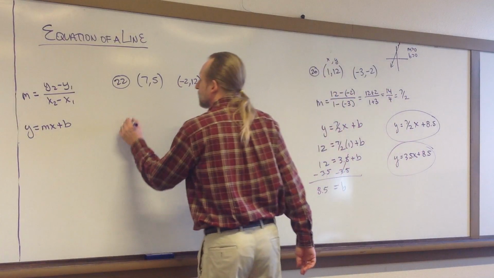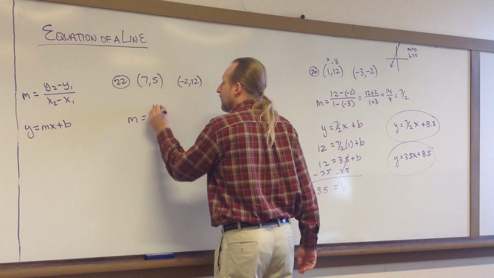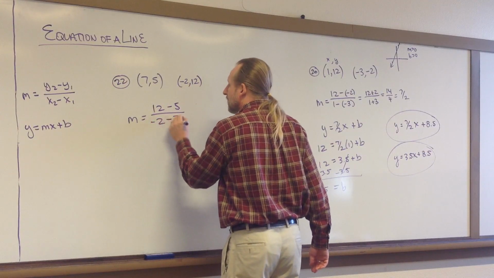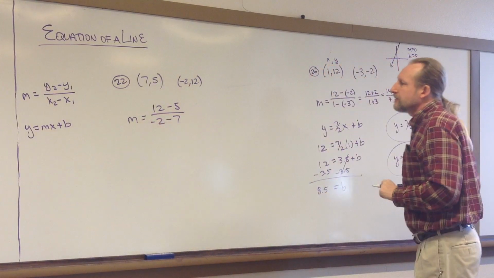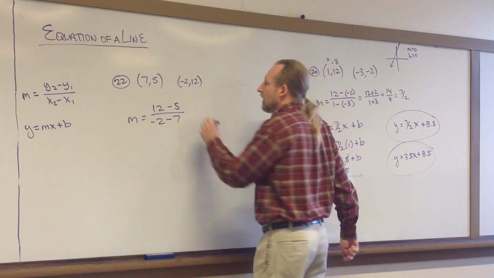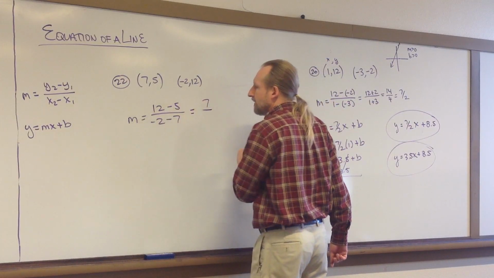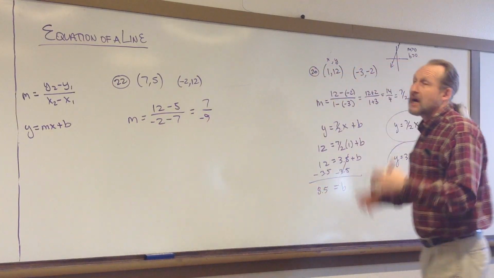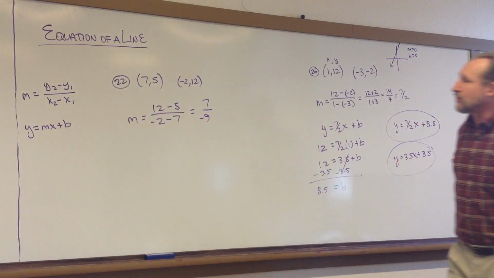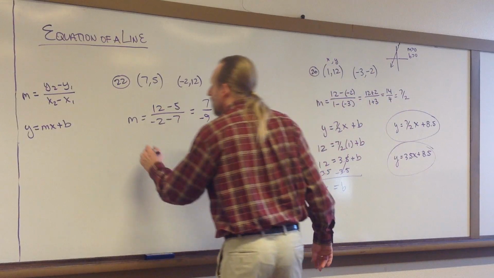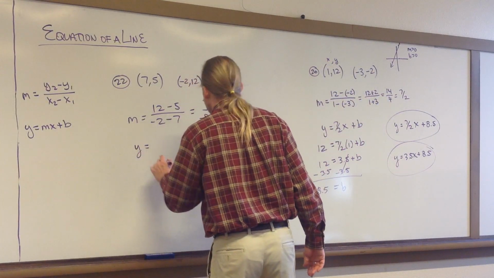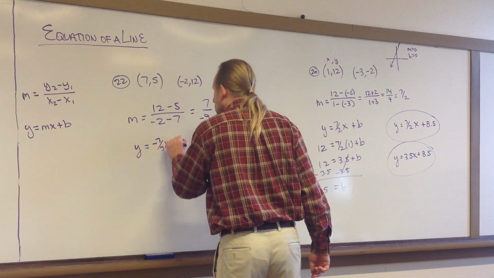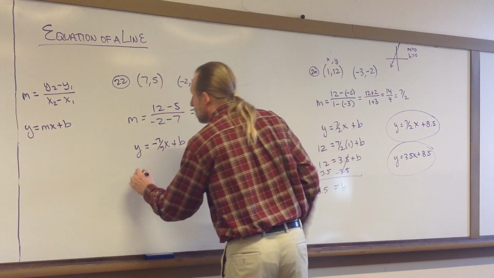All right. So let's calculate the slope here. I'll start with the 12 on top, so 12 minus 5, and then the negative 2 on the bottom, minus 7. And so on top, looks like we get positive 7, and on the bottom, we get negative 9. Can't reduce it, that's just what we're going to work with. Okay? So y is equal to negative 7/9 x plus b.